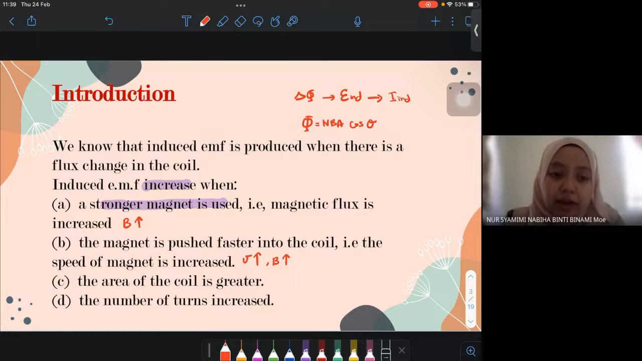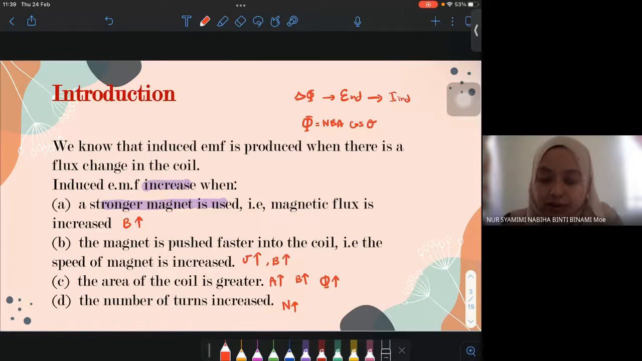Okay. C, the area of the coil is greater. The greater the area, lagi banyaklah magnetic field yang boleh pass through. Lagi banyak magnetic field yang boleh pass through, lagi tinggilah dia punya flux. Okay. And D, the number of turns increase. Okay, sama juga konsep dia, lagi banyak number of turns, lagi banyak magnetic field, lagi tinggi magnetic flux.